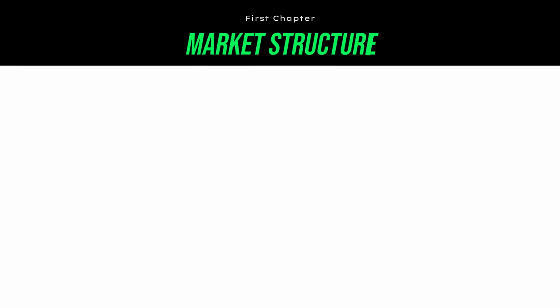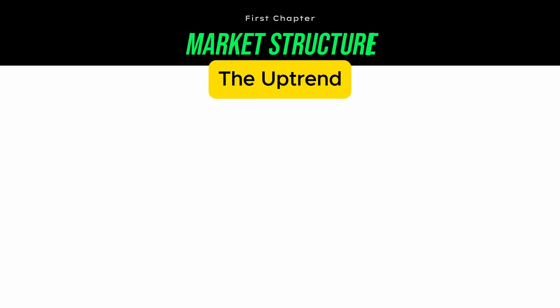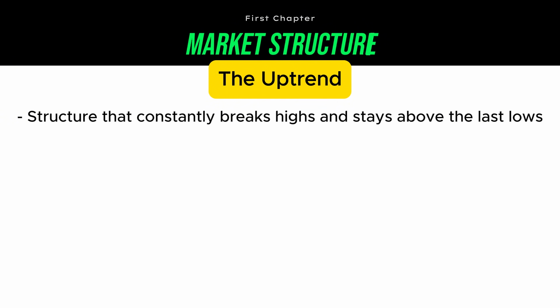The first chapter is market structure. The market has three types of movements. The uptrend. The uptrend is the price structure that repeatedly breaks highs and maintains the price above the last lows. The uptrend is confirmed once price first goes up, then retraces back, breaks the previous high while not breaking the previous low, and this process usually repeats until a reversal pattern that we're going to talk about soon.